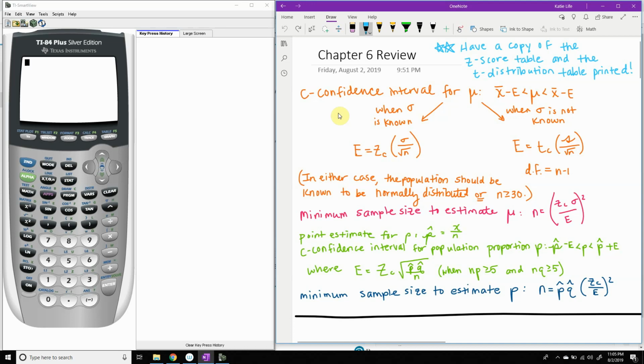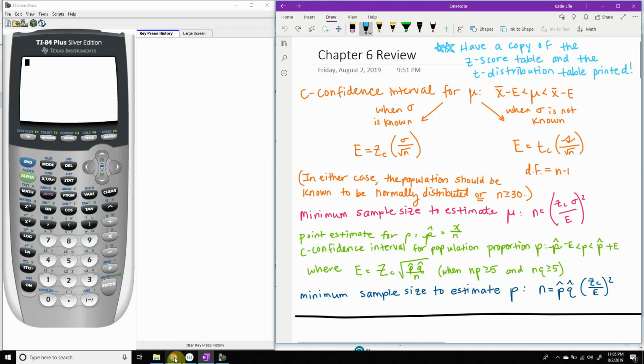Then we also have a formula for estimating a population proportion P, and that's with our point estimate for P hat, and we have a different error value to add and subtract from the P hat value. So to start with, I would go through and make sure you know how to use and understand all of the formulas that go along with the confidence interval material. And then I would also have, and this goes for Chapter 5 as well, a copy of the z-score table and the t-distribution table printed out.